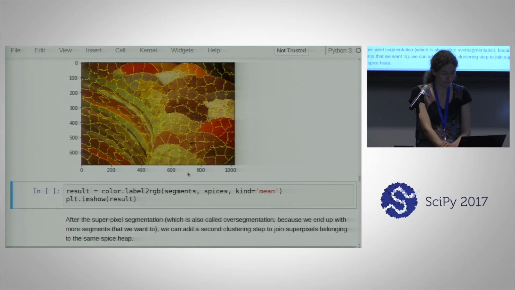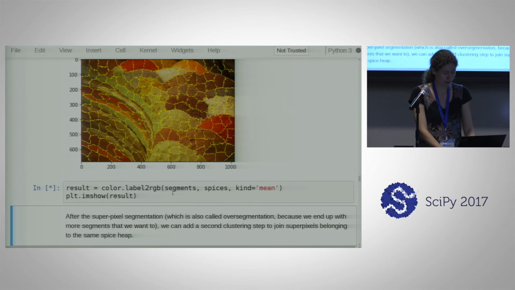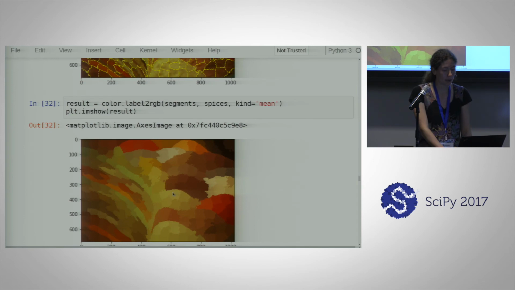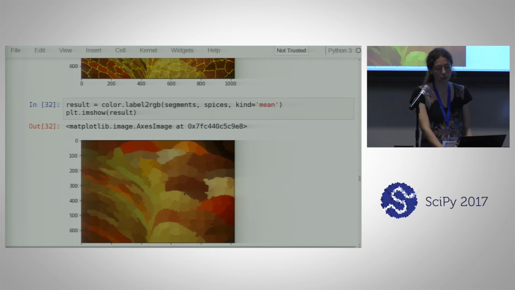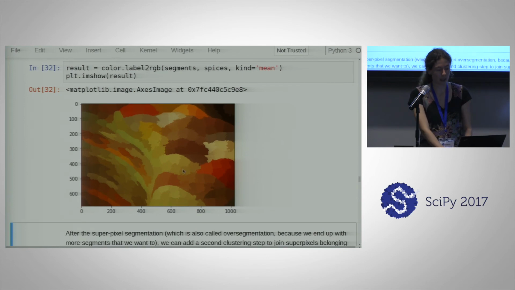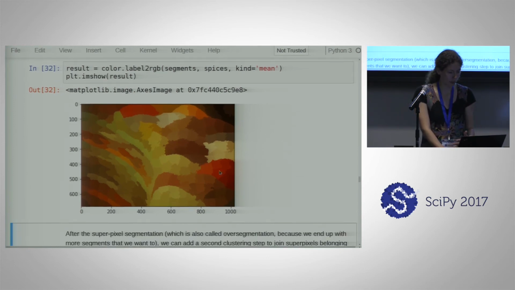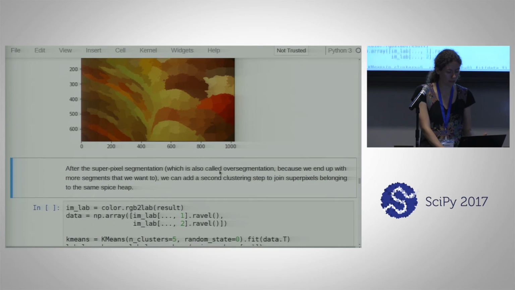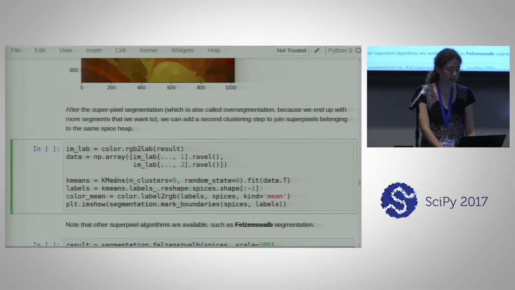And after, my segmentation is not finished yet, right? Because I have as many labels as patches. But I can create a posterized version of my initial spices image using the segmentation. So this will be my new image where the texture has been removed. And then I can add a second clustering step on this new image in order to have a smaller number of labels, which is what I do here. So this time I call explicitly the k-means algorithm.